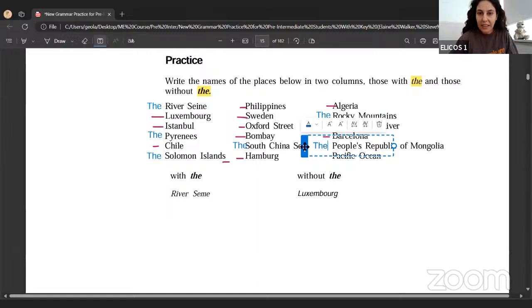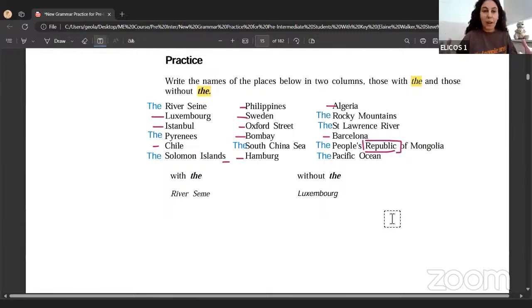Anytime you see a country, if it has these words, republic or united, these are the most common ones, then yes, the People's Republic of Mongolia, the United States. So if it has republic or states, and Pacific Ocean, the Pacific Ocean, yes. Good. So we learnt when we need to put the article the and when not. We know those rules before. It just takes practice.